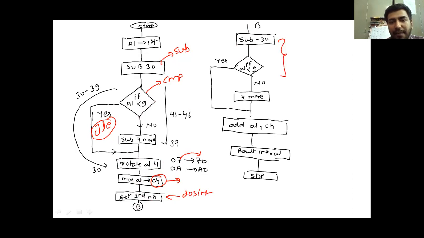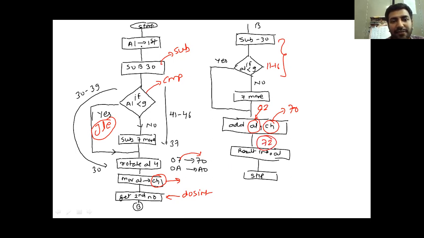I will subtract 30, compare with 9, and if that number is less than 9, I will take that number as it is, or if it is in the range of 11 to 16 subtraction result, then I will subtract 7 more to get back my original number, and my second number I will get into AL. Okay, and I know my 70, which was my first number, is in CH. I can add 70, which was present in CH, and AL, which consists right now of the second number. So 70 and 02 would be added, and the result would be stored as 72.